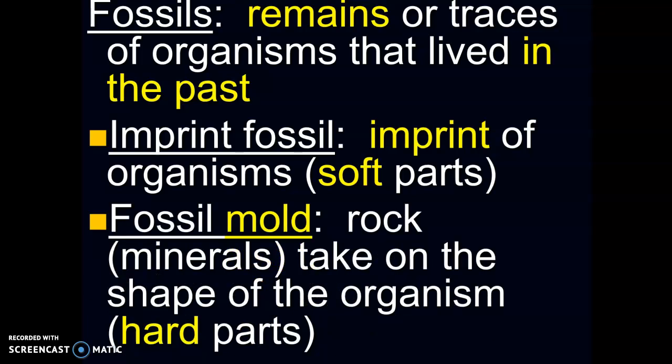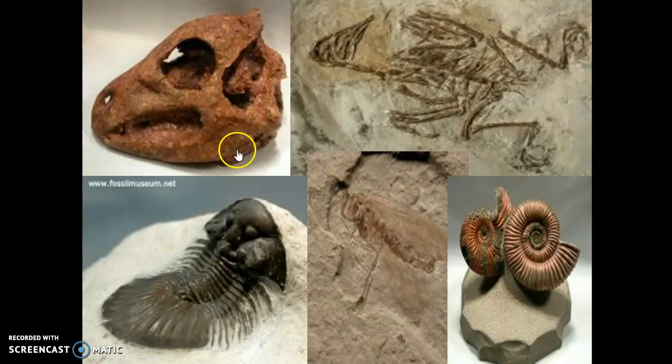We also have the fossil mold. That's where rock or minerals take on the shape of the organism, like the hard parts of the organism, and it forms a mold fossil. So here are some examples. You can see these are more imprints. It's not the actual skeleton itself, but it is an imprint of it on an area. These are going to be our molds, where you see it can fill in, and then some might actually just be the bones themselves, the actual fossil.